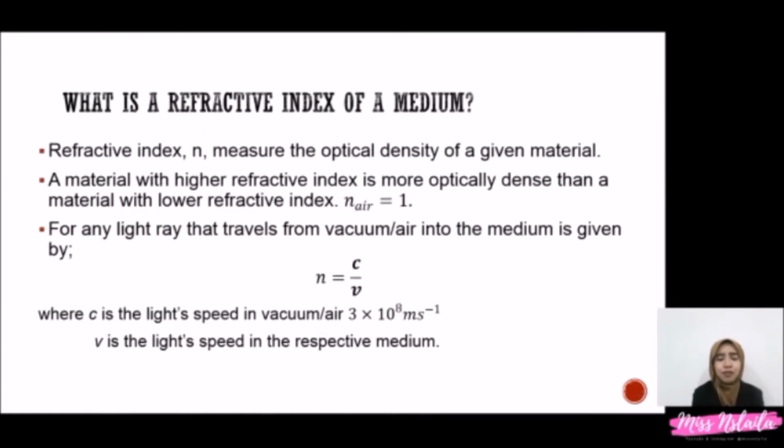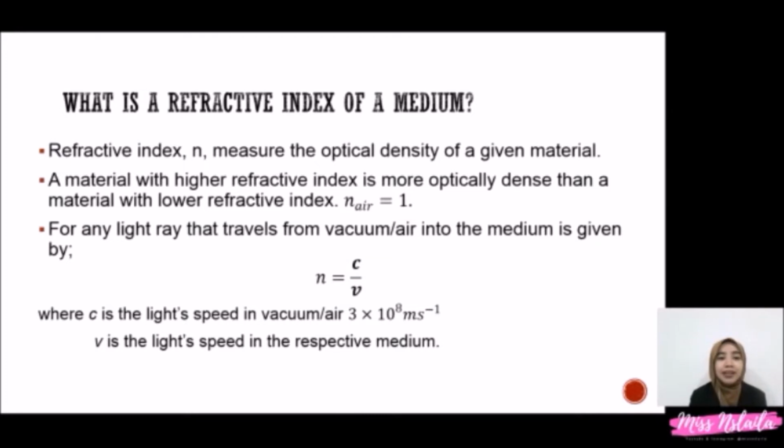What is the refractive index of a medium? The symbol is N and it measures the optical density of a given material. Each material will have a different density. A material with a higher refractive index is denser compared to a material with a lower refractive index. The lowest refractive index for a material is that of air or vacuum, which is N equal to 1.